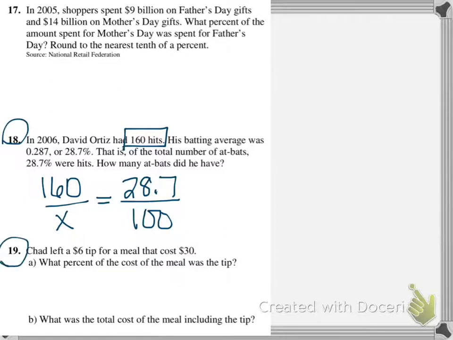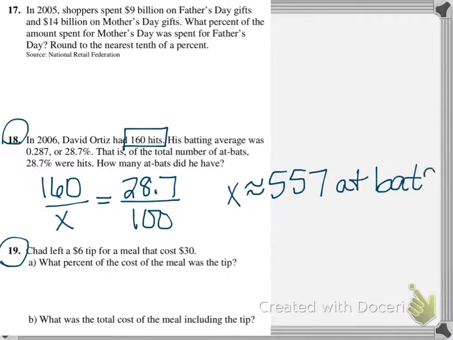And if you go ahead and solve this one out, the answer ends up being approximately 557 at-bats. And again, you would just do cross products to find that out. You could also use a percent proportion for number 19. Chad left a $6 tip for a meal that cost $30. What percent of the cost of the meal was the tip?